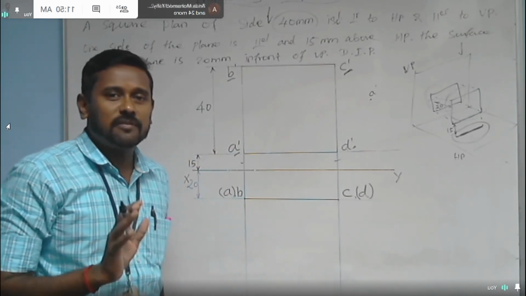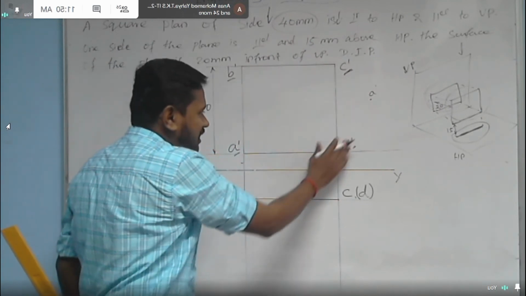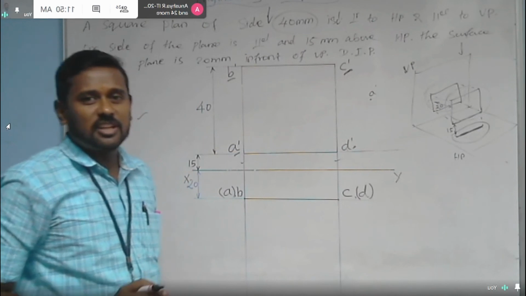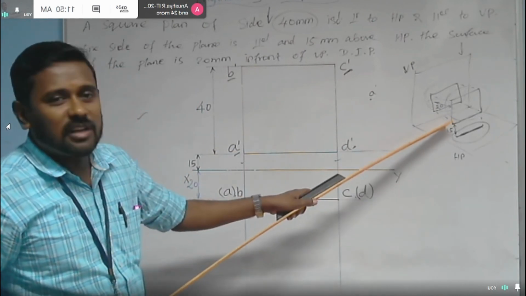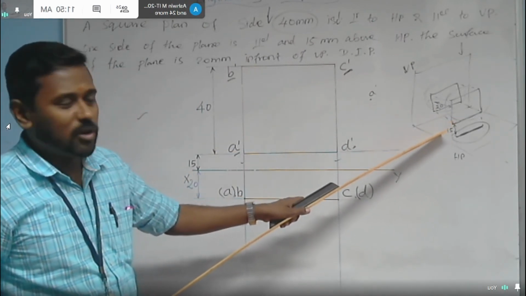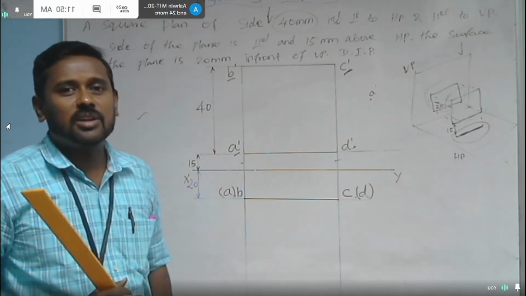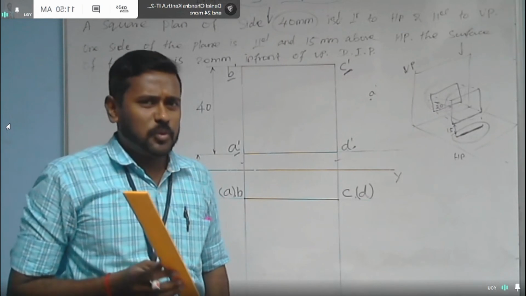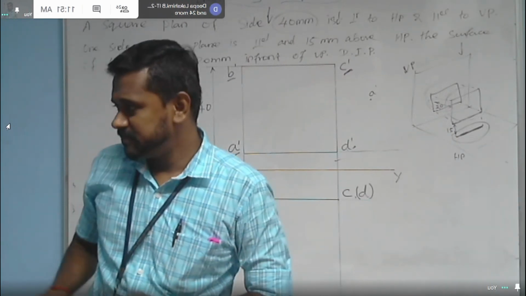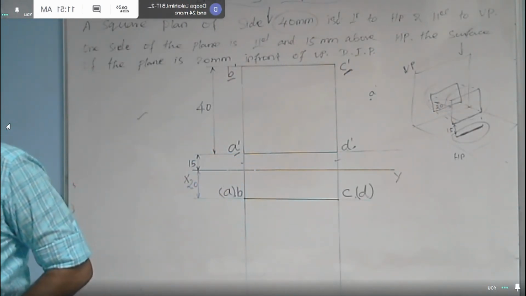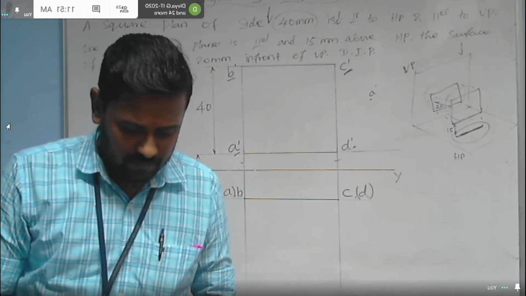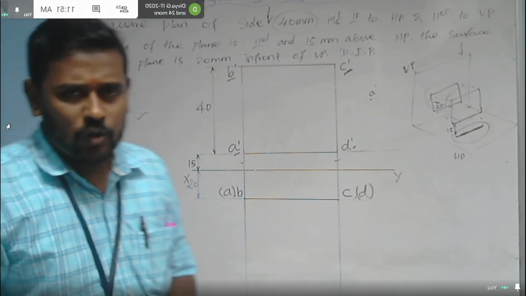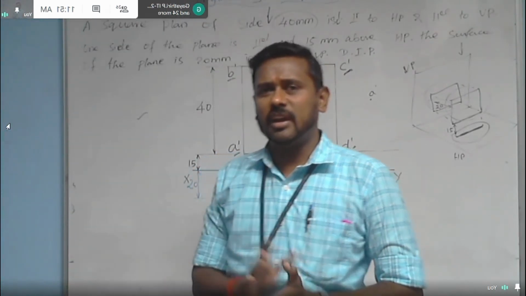The front view of the given plane is A dash, B dash, C dash, D dash. The top view of the given plane is A, B, C, D. This is nothing but the answer. This is what we are getting in our actual 3D environment. The same can be drawn in the 2D environment also. So this is nothing but the projection of this plane. If you have any doubt in that procedure, you can ask.